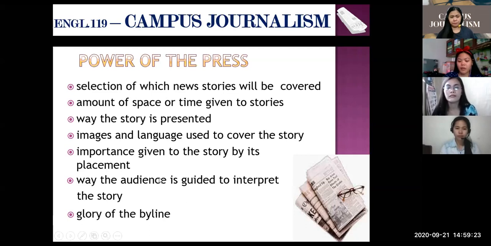And sometimes, importance is given to the story by its placement. So, in a newspaper, the front page and the first four pages are the most important stories. The power of the press also affects the way the audience is guided to interpret the story. So no matter what the content of the story is, the way it is presented would probably affect the audience of that article.